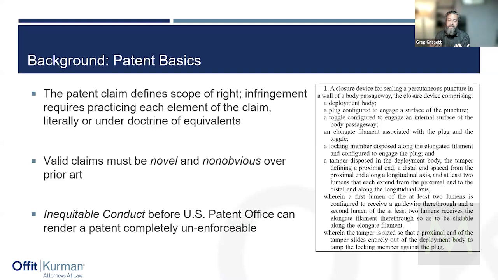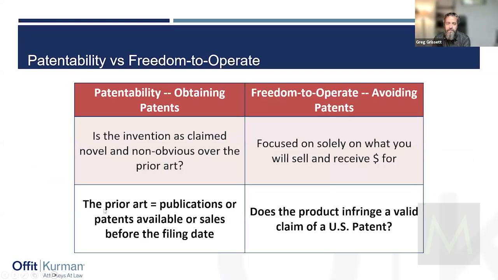And again, you have these concepts of valid claims being novel and non-obvious. These are some of the basic requirements of getting a patent. And then this concept called inequitable conduct that we may touch on in a little bit before the U.S. Patent Office. You can't be fraudulent, basically.